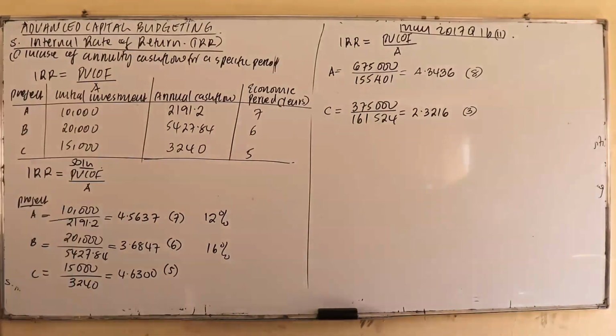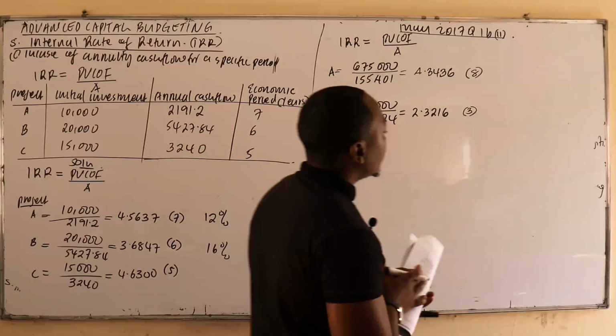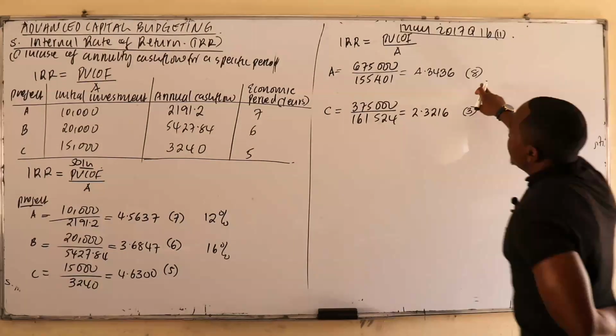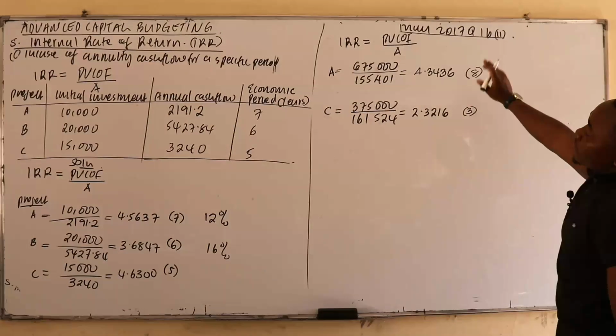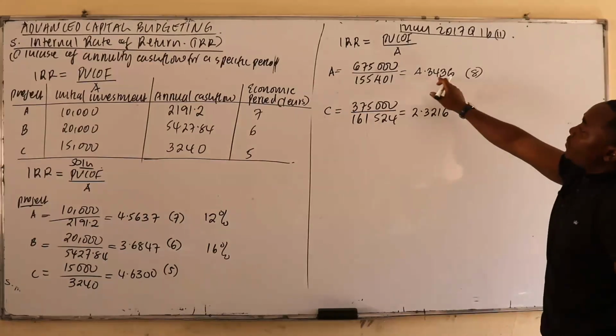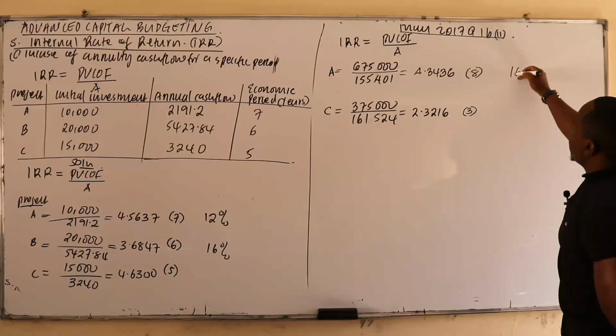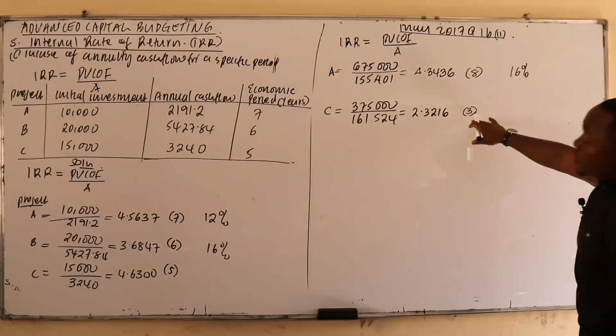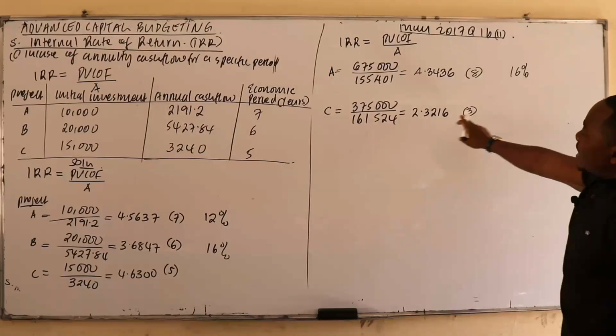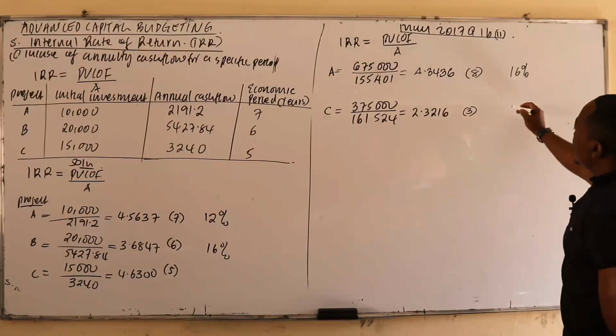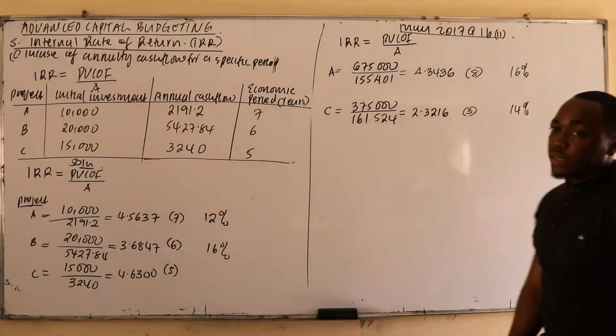Annuity table. We use our annuity table. So kindly make sure you have a past paper and the handout. Those are the key ingredients of my class, because all the illustrations will be coming from the handout and the past paper. Now to get that 16%, you go to the eight-year row, then you look across where you have 4.3436. We're getting 16%, right? Then project C was for 3 years. We go to the third year. For the third year, 2.3216, you have 14%. Good. You can copy now.